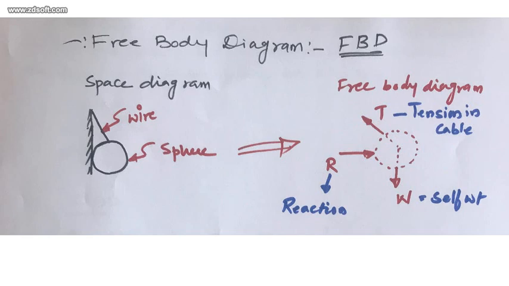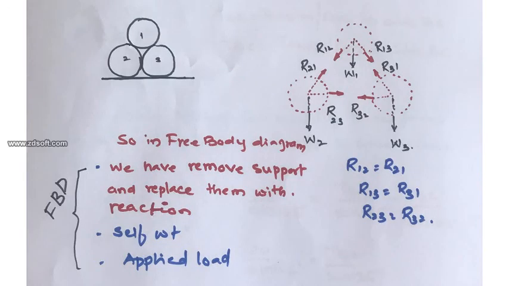Similarly, if I take one more example for clearing up the concept of the free body diagram, you can see that I have three spheres resting on a surface. One sphere is above spheres 2 and 3. If I draw the free body diagram of that, this will be sphere 1, this is sphere 2, and this is sphere 3. You can see that sphere 2 is in contact with sphere 1 and sphere 3, and there is a reaction produced by the surface.